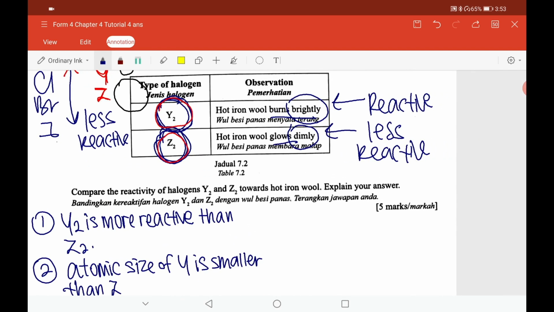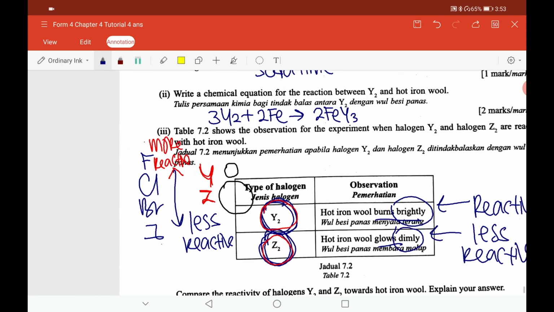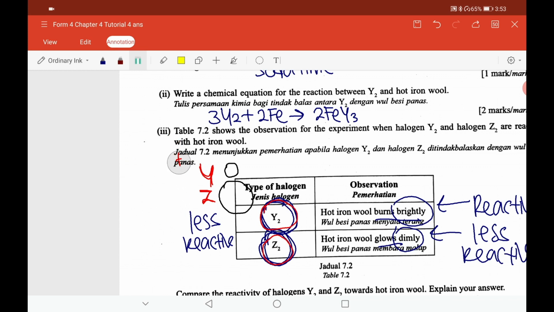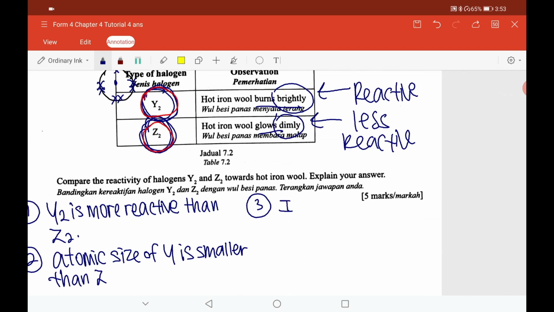Then you can continue to explain. When the size is smaller, so what? We know when the size is smaller, the valence electrons are very close to the nucleus. When the size is small, all the valence electrons are very close to the nucleus. When the size is big, the valence electrons are far from the nucleus. So you can just mention this.